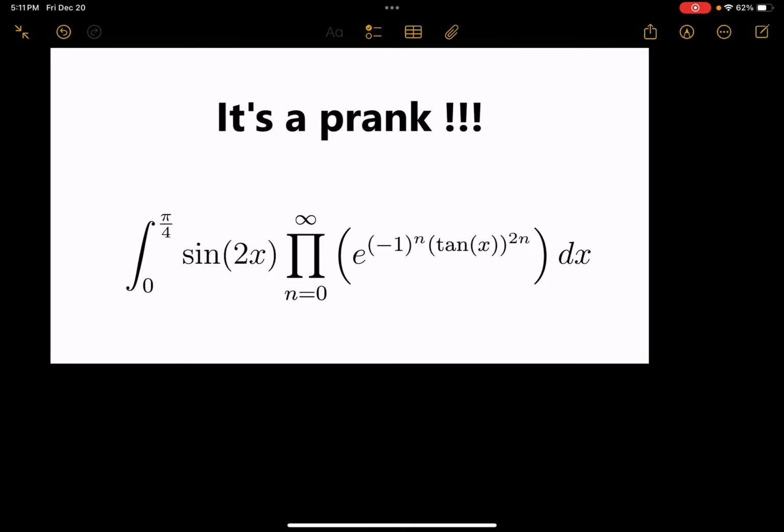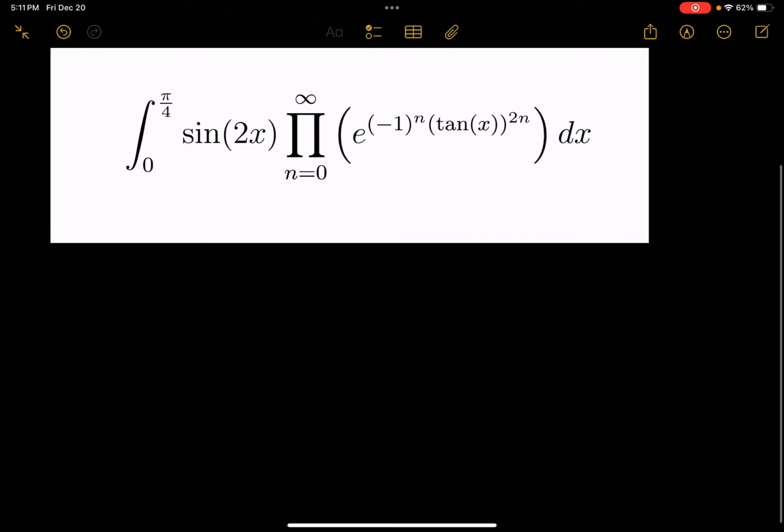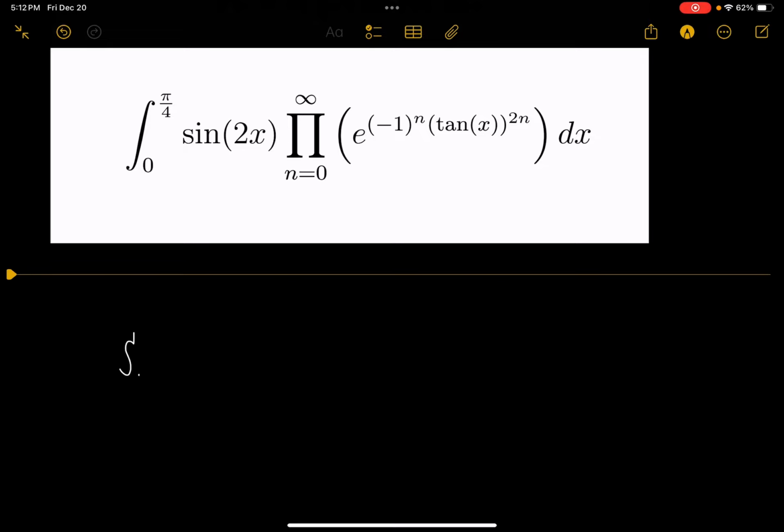So this integral looks really tough, right? Because there's this product sign, and again there's this alternating negative 1 to the power n term. Also, there are trigonometric functions tan and sine. It does look tough when you are looking at it for the first time, but it's actually pretty easy. I just want you to not be afraid of the complexity of the integral that you might feel at first sight.